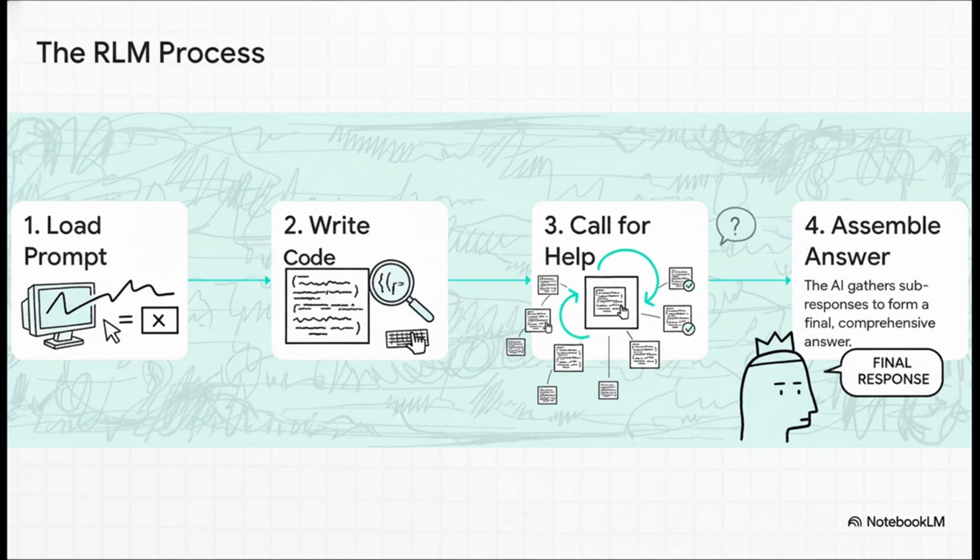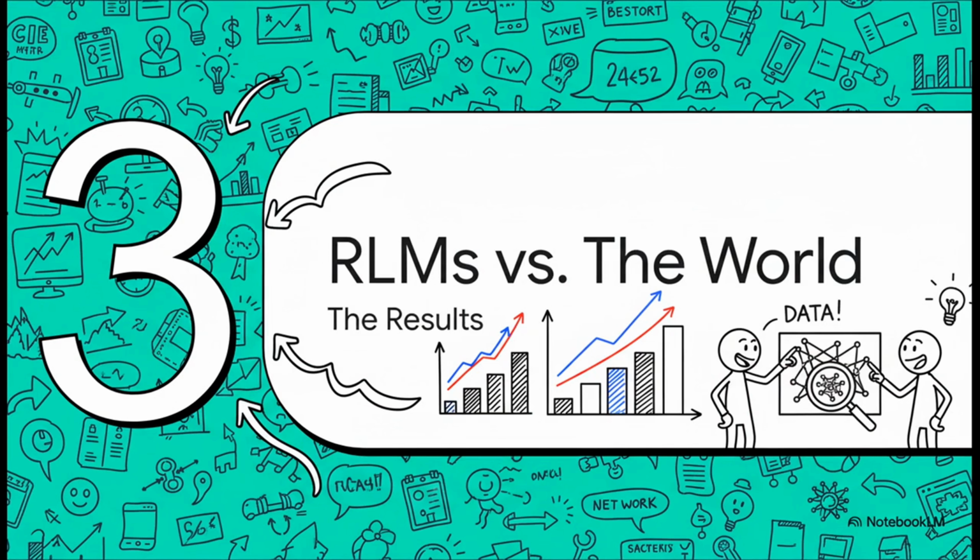First, the entire prompt gets loaded in as a variable. Let's call it context. Second, the AI itself writes code to search or slice up that context variable. Third, and this is the really wild recursive part, it calls for help. It literally spawns smaller versions of itself to go tackle subproblems. And finally, it acts like a project manager, gathering up all the answers from its little helpers and piecing them together into one final comprehensive response. Okay, so that all sounds pretty great in theory, but does it actually work?